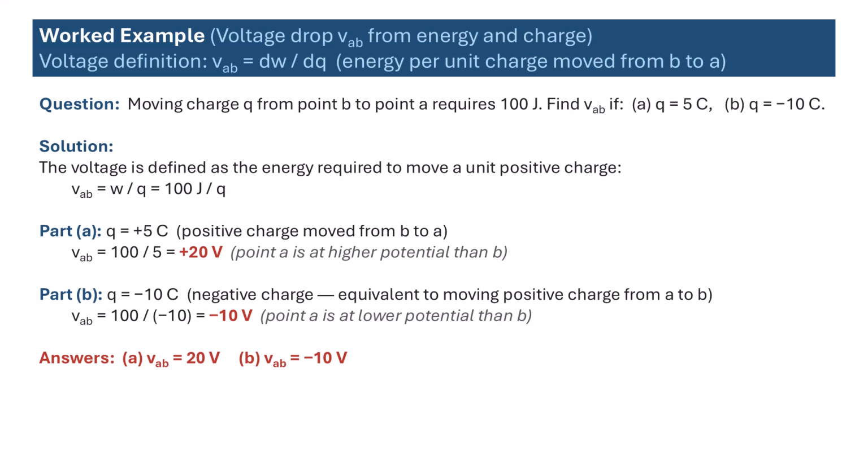Part B. Q equals minus 10 coulombs. A negative charge is moved from B to A, which is physically equivalent to moving a positive charge from A to B. V sub AB equals 100 divided by minus 10 equals minus 10 volts. The negative result indicates that point A is at a lower electrical potential than point B. The answers are A, V sub AB equals plus 20 volts, and B, V sub AB equals minus 10 volts.